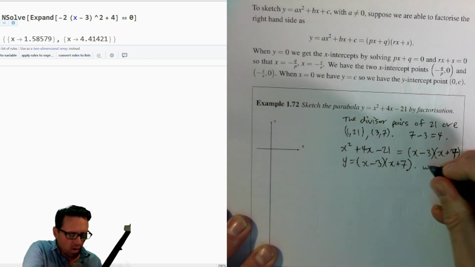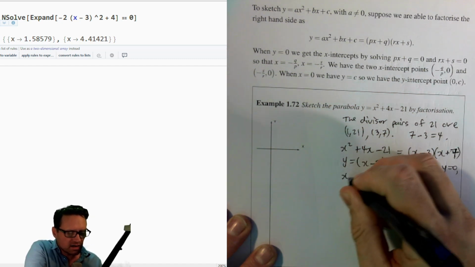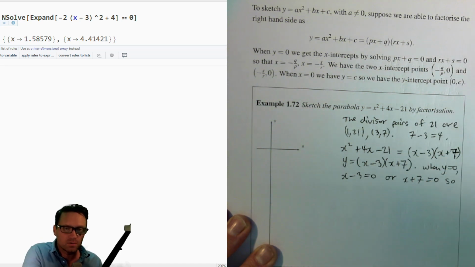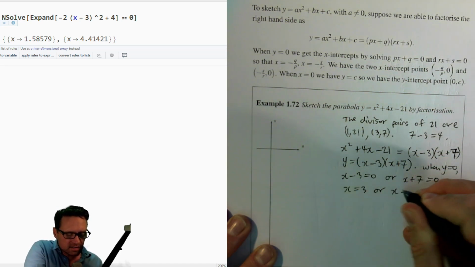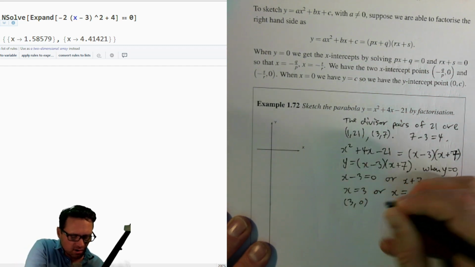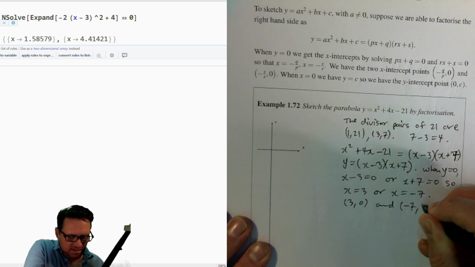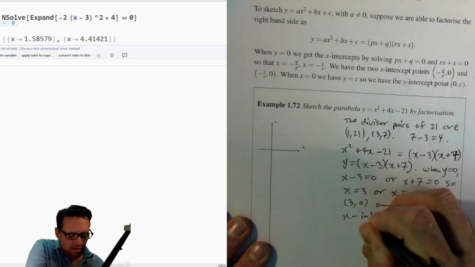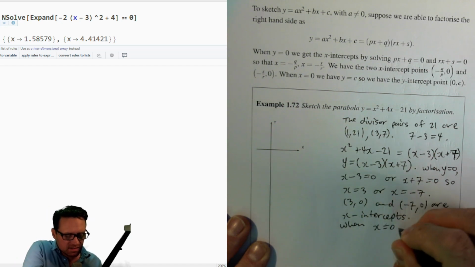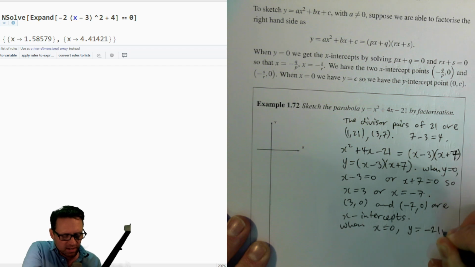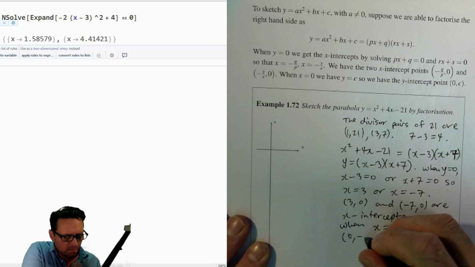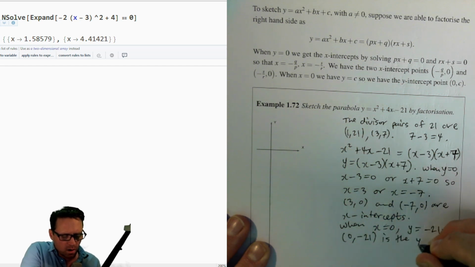Okay, so when y is 0, we have x minus 3 is 0 or x plus 7 is 0. So x is equal to 3 or x is equal to minus 7. Okay, so this gives us two x-intercept points. 3, 0 and minus 7, 0 are the x-intercepts. Now for the y-intercept, that's easy in this case. When x is equal to 0, y is equal to minus 21, just subbing in 0 there. And so that gives us 0, minus 21 as the y-intercept.